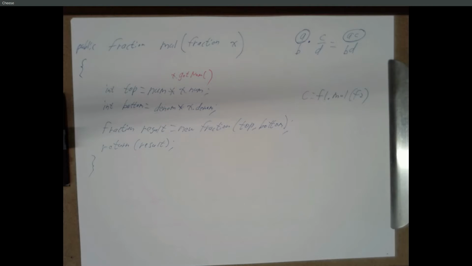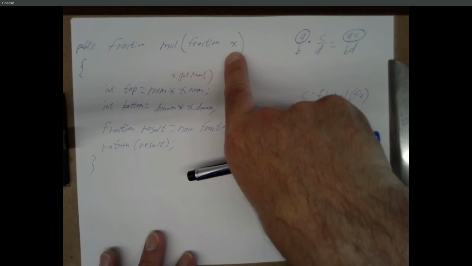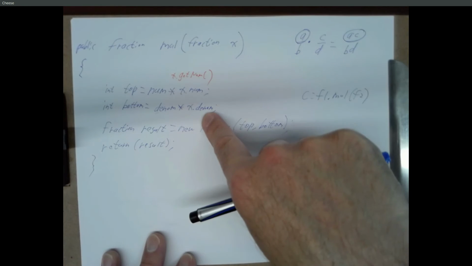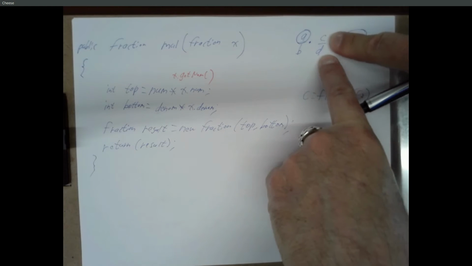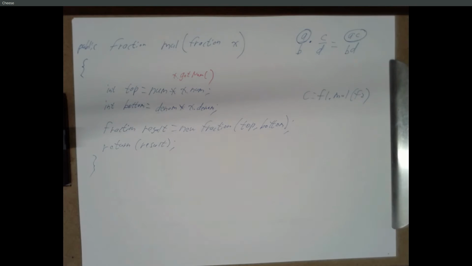So basically, x dot num and x dot denom is the second fraction. Yes, x is the thing we're multiplying by, and that's the numerator and denominator of that. So in this, it's like C and D. Yes, yes. Yeah, exactly.